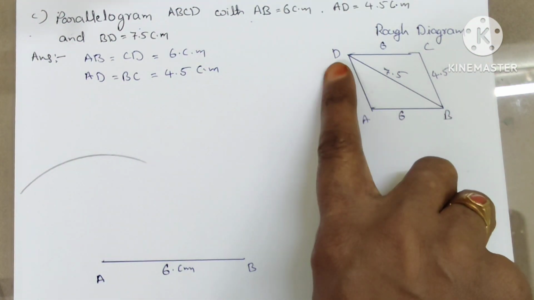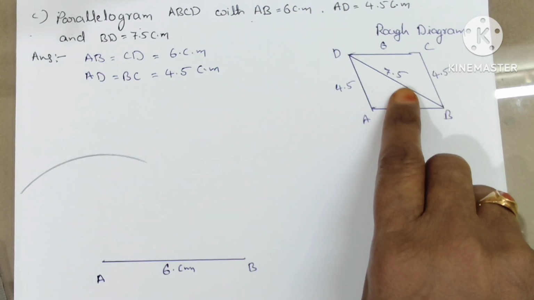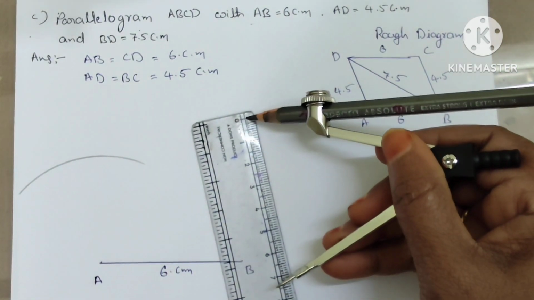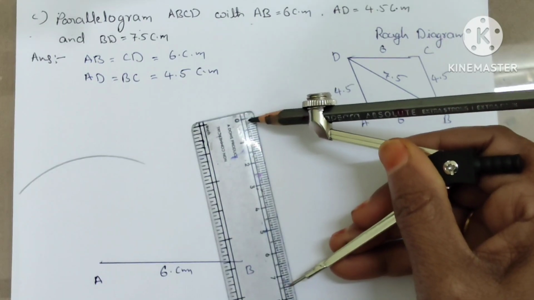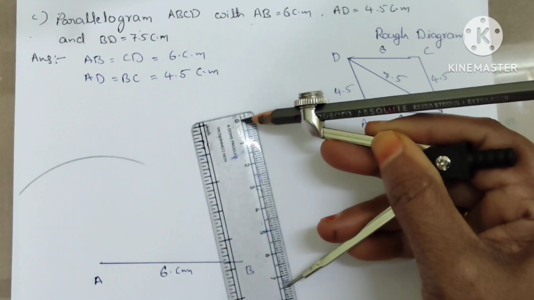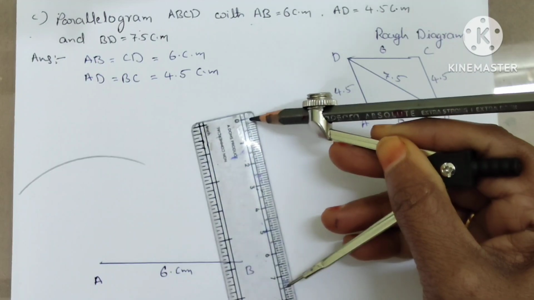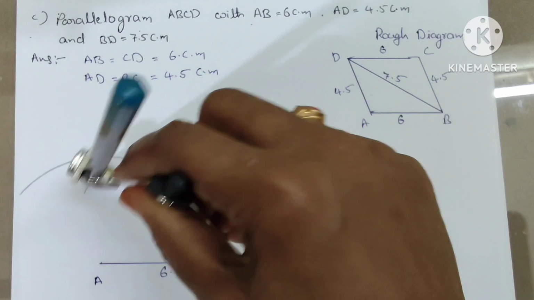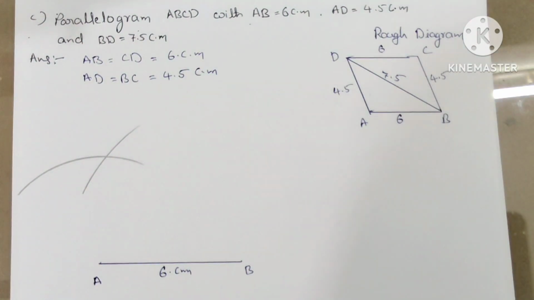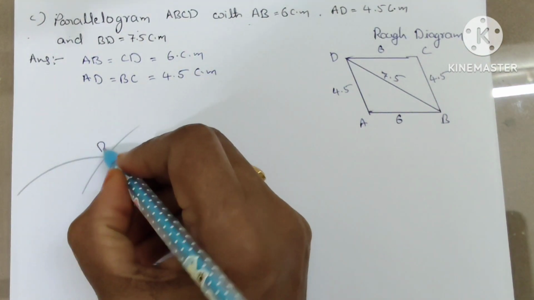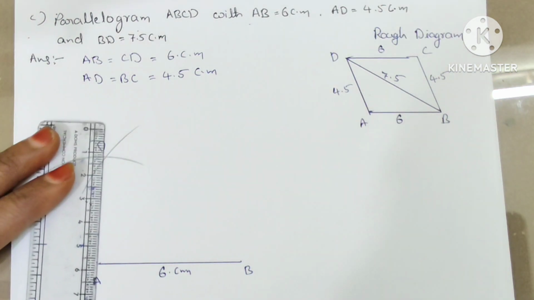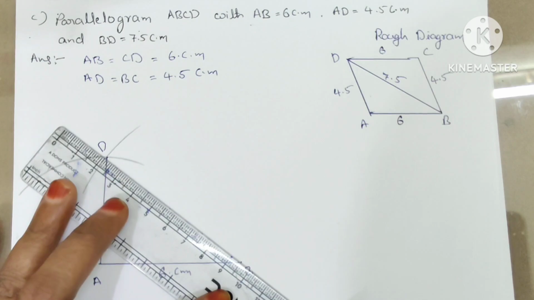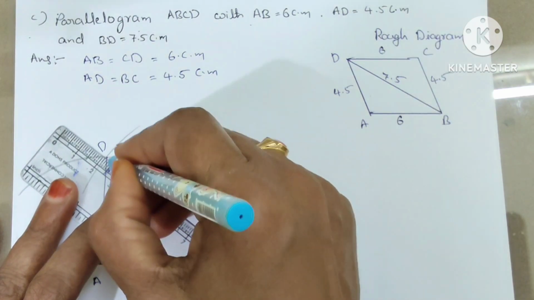Next, B to D is 7.5 centimeters. Use the scale and rounder. Here 7.5 centimeters, pencil and pointer, exact 7.5 centimeters. Now based on B, draw another arc touching the previous arc. That point is D. Now join A and D. Next, B and D, join these 2 points also.